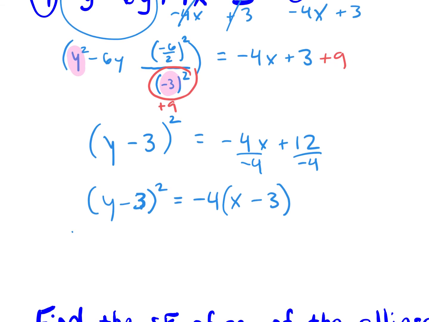What would my vertex be? 3 and 3. So my vertex comes from my h and k. Always with the y is my k, and always with the x is my h. Here they just happen to be the same number, but I just wanted to point that out. Next, so that's our vertex. We have to find the focus.